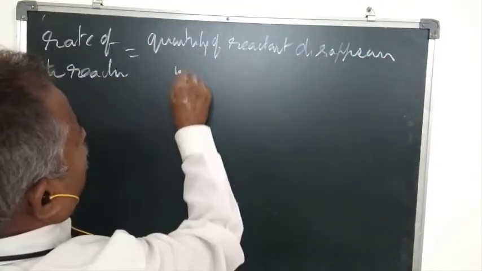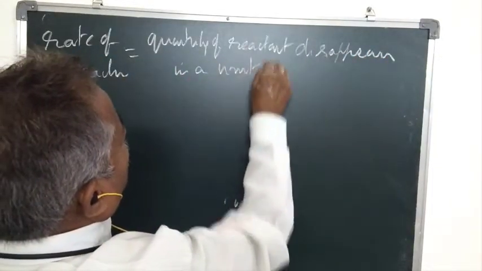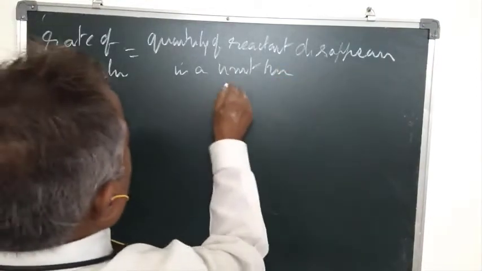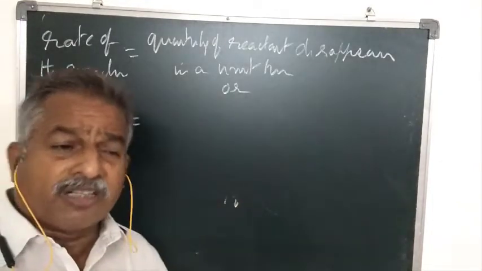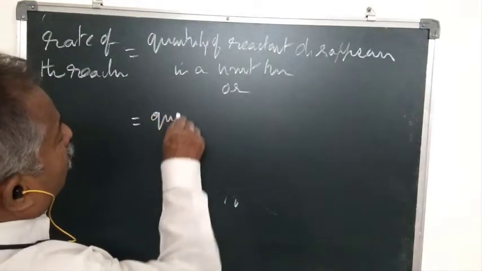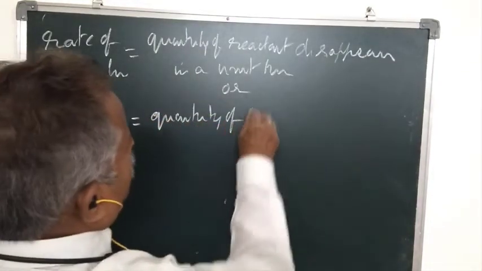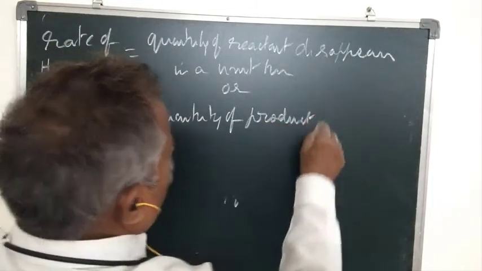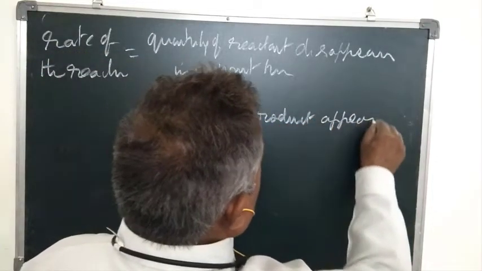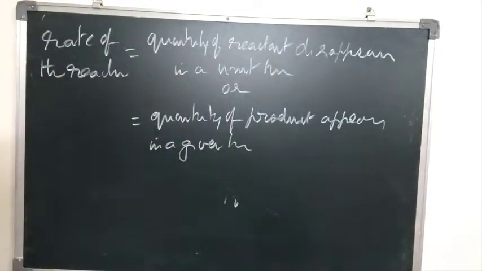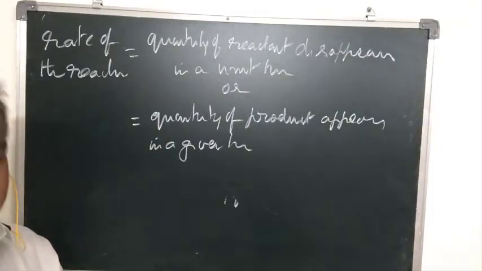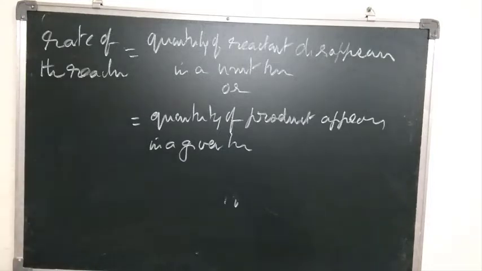Quantity of the reactant disappears in a unit time, or it is equal to, because here product is formed, what happens as the reaction is going on, the product quantity increases. Therefore, the quantity of product appears in a given time. So the quantity of reactant disappears in a unit time, or the quantity of product appears in a given time is referred as rate of the reaction.